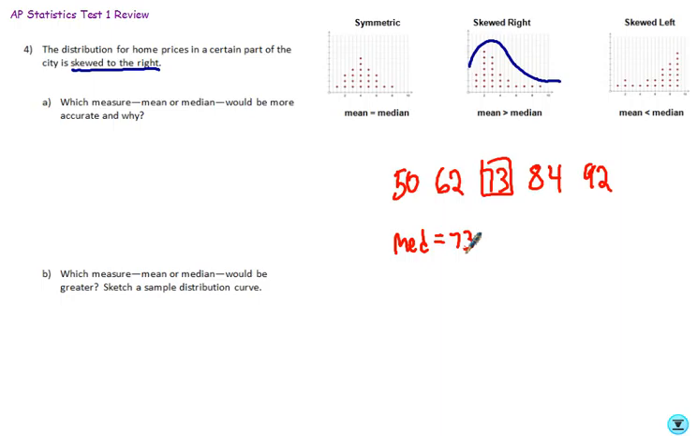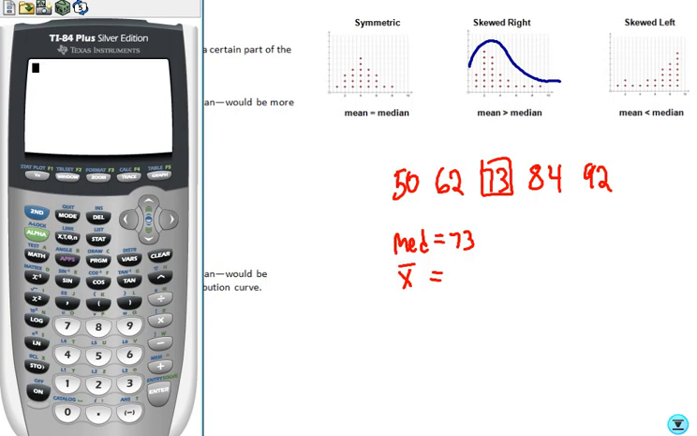What I want to see is what happens if I throw in an outlier. It may not necessarily be an outlier, but if I throw in an extreme measure on either end, how does that change things? What would the average of this be? We know how to find the average: just add them all up and divide by how many there are. So 50 plus 62 plus 73 plus 84 plus 92, and then divide that by 5.